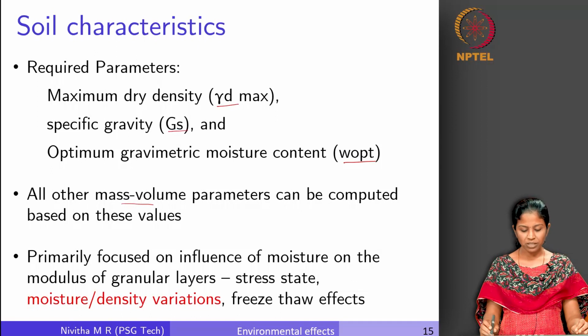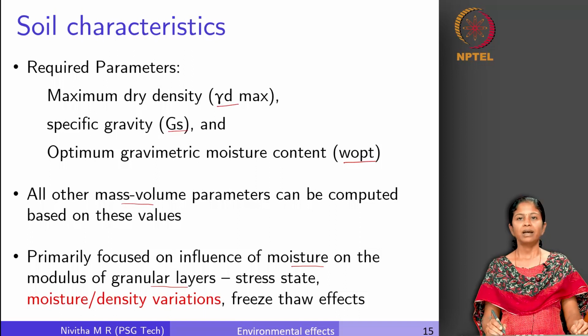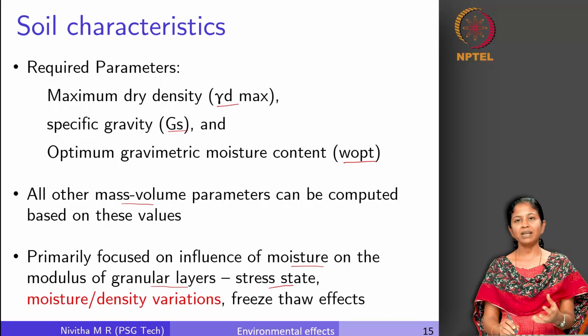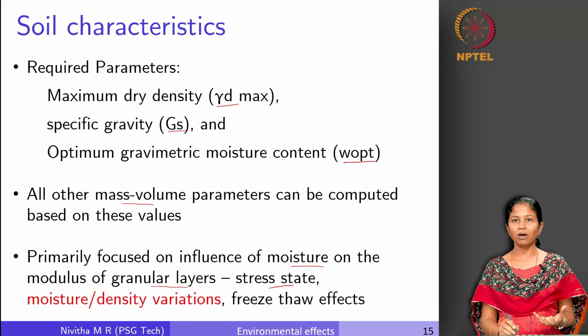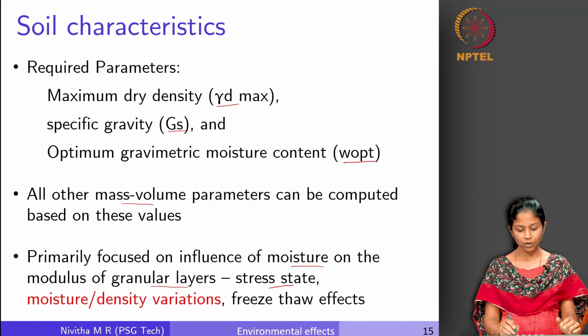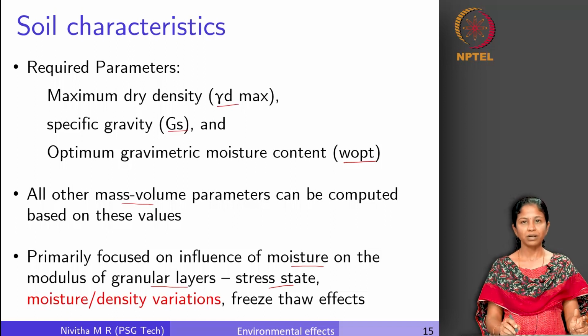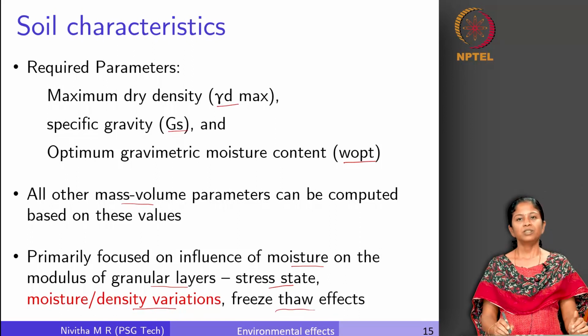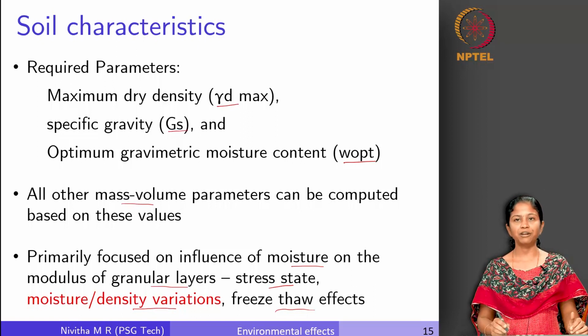So it is primarily focused on the influence of moisture on the modulus of granular layers, right. This effect of moisture on granular layers is classified into three different aspects. One is the influence of moisture on the stress state. When the soil is in a dry condition, the stress state in the soil is different compared to a moist condition. You should have already learnt about these things in the previous lecture. The second one is the influence of moisture or density on the modulus variation, and the third one is the freeze and thaw effect. These are the three common effects which are typically defined.